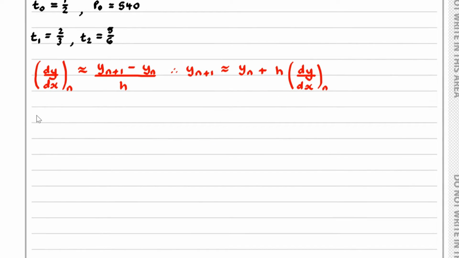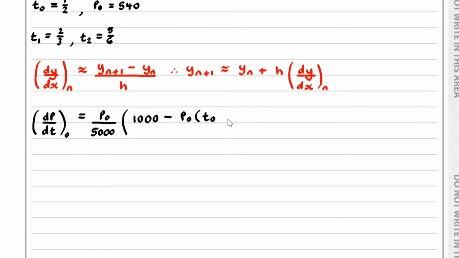So dP/dt_0 is equal to P0 over 5,000 multiplied by 1,000 subtract P0, multiplied by T0 plus 1, divided by 6 times T0 plus 5.